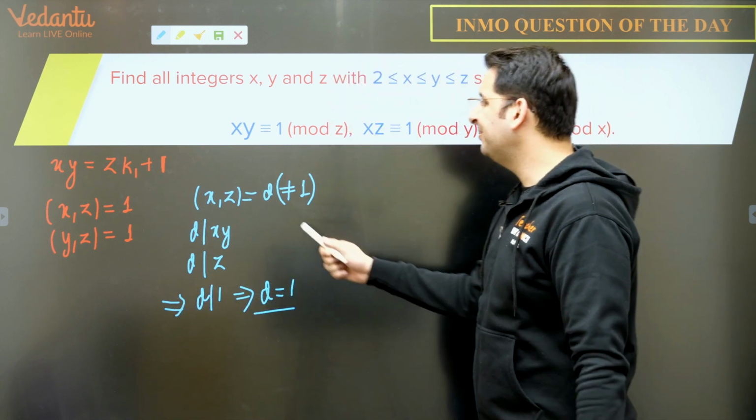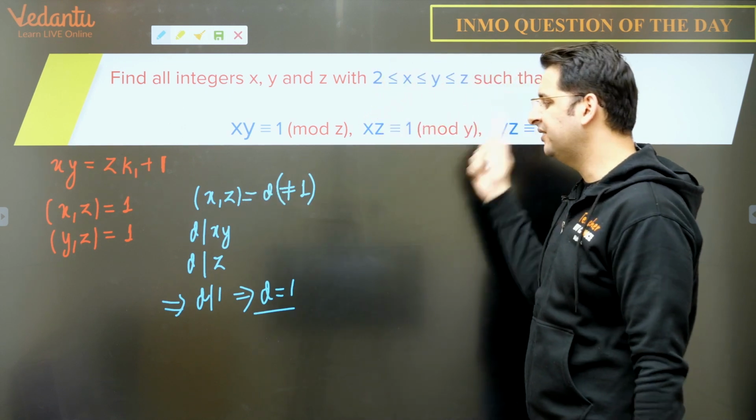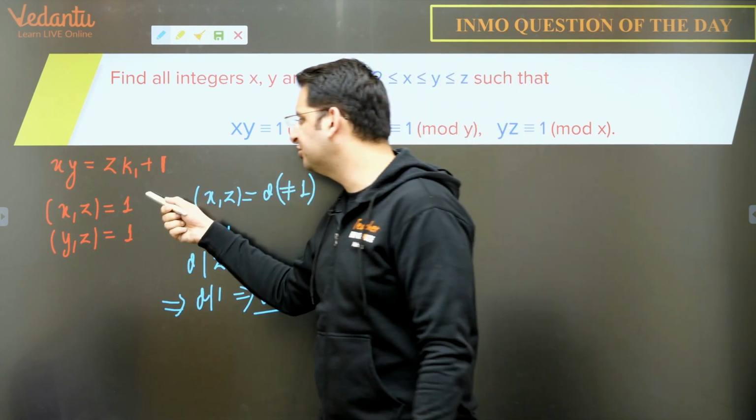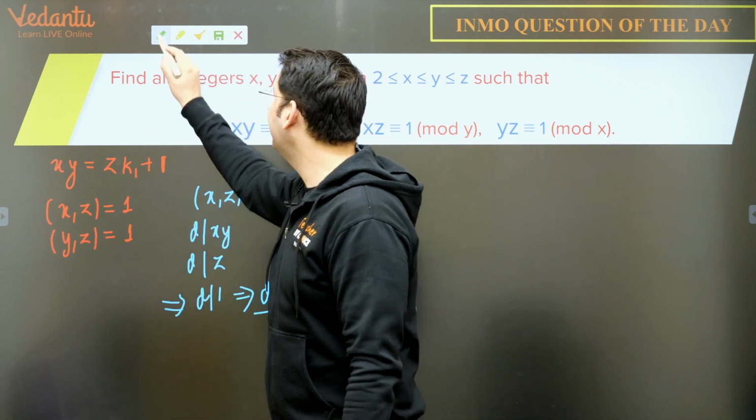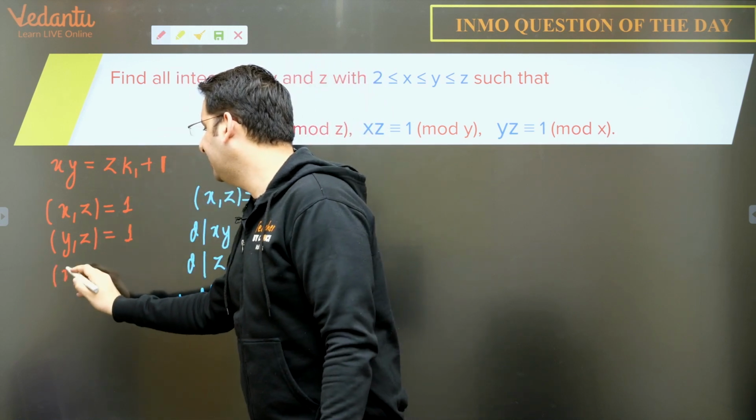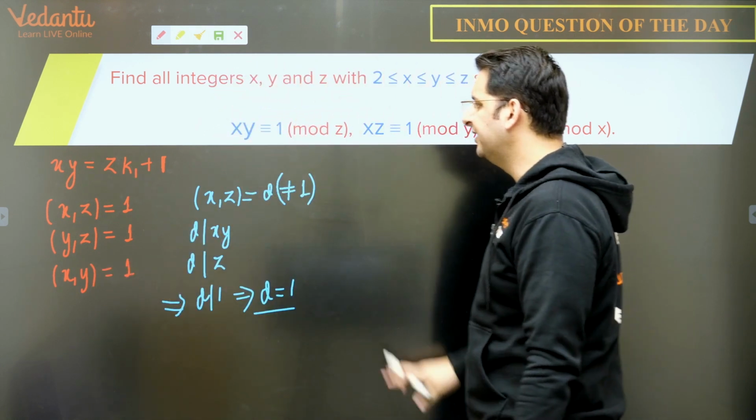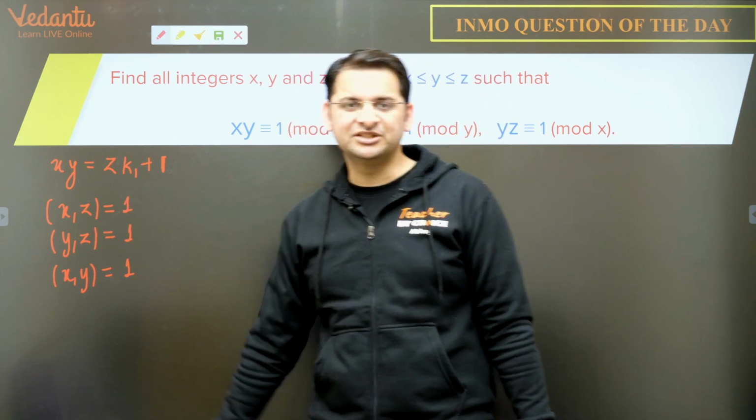Given that all these are positive integers, d cannot be minus 1. d has to be 1. So the GCD of these two has to be 1. The GCD of y and z has to be 1, and likewise the GCD of x and y will be 1 from the other two equations. Right? So this is the first hint. I hope everyone has understood this.